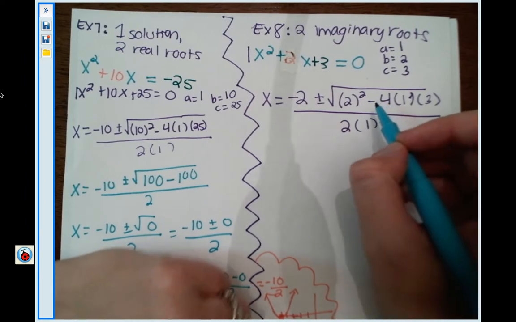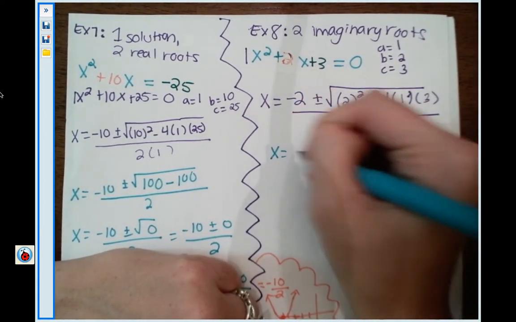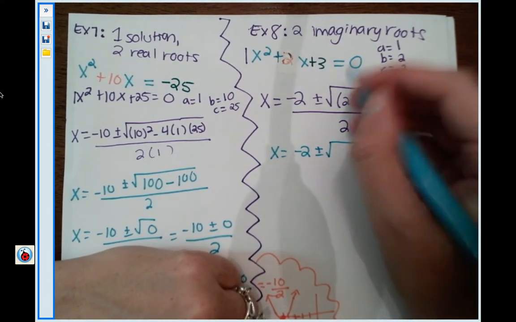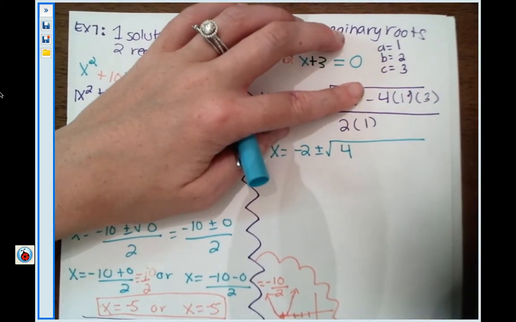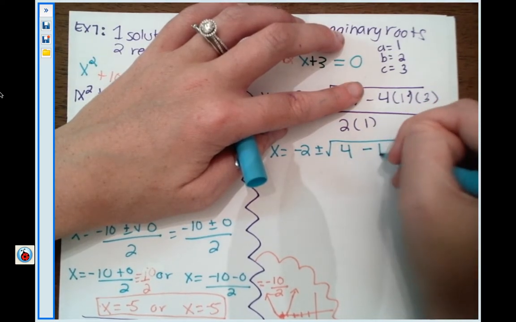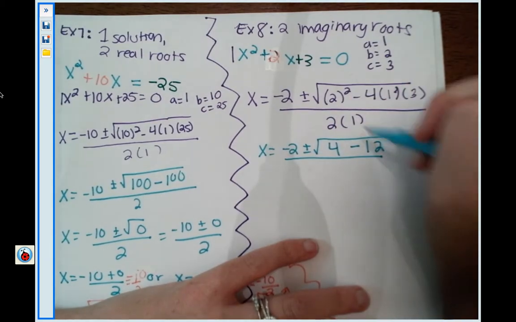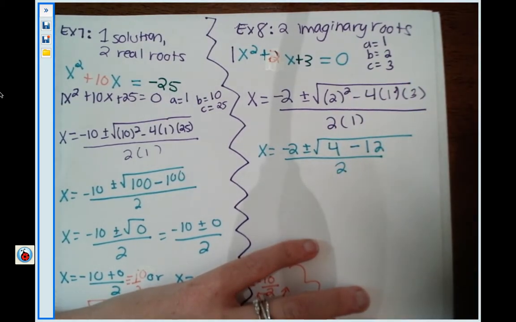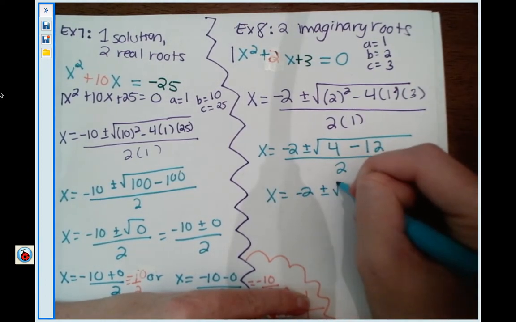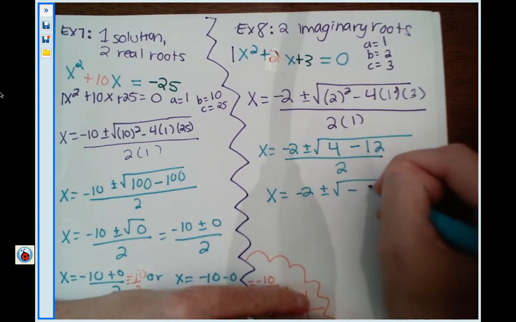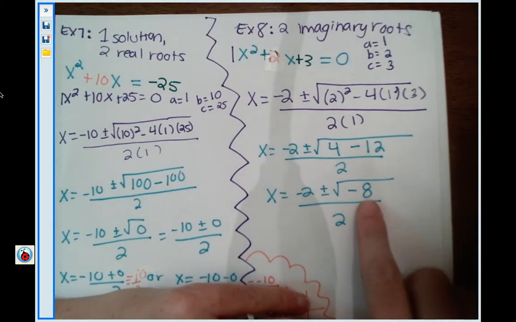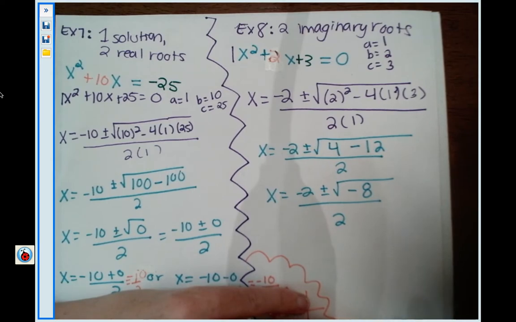Alright guys, let's start simplifying. I'm going to start with my square root. So we have x equals negative 2 plus or minus the square root of 2 squared, so 2 times 2 gives me 4. This minus sign is attached to the 4, so negative 4 times 1 is negative 4, and negative 4 times 3 is negative 12. And then all over 2 times 1, which is 2. So x will equal negative 2 plus or minus the square root of 4 minus 12, which is negative 8, all over 2. Do you guys see it? There's a negative, so that means some imaginary numbers are lurking in the mix.